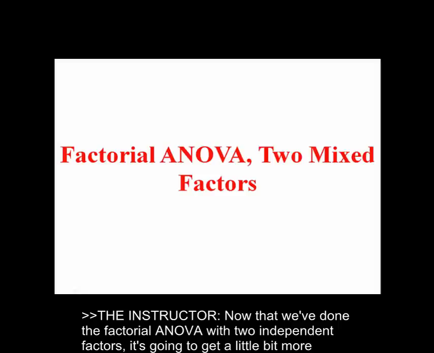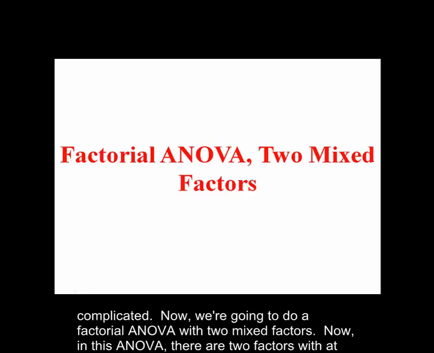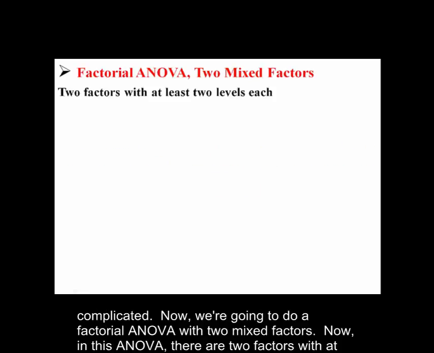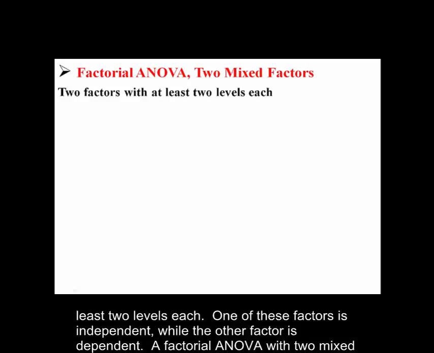Now that we've done the factorial ANOVA with two independent factors, it's going to get a little bit more complicated. Now we're going to do a factorial ANOVA with two mixed factors. In this ANOVA there are two factors with at least two levels each. One of these factors is independent, while the other factor is dependent.